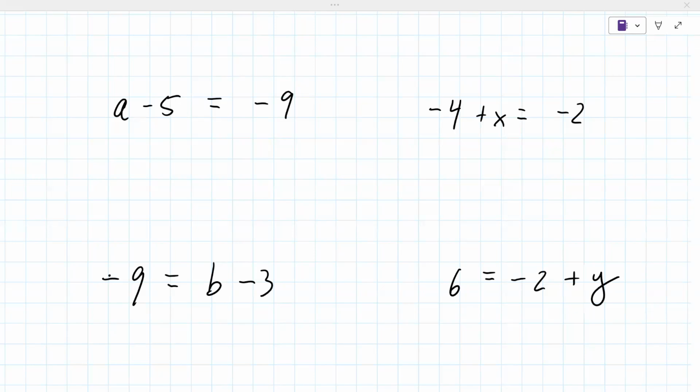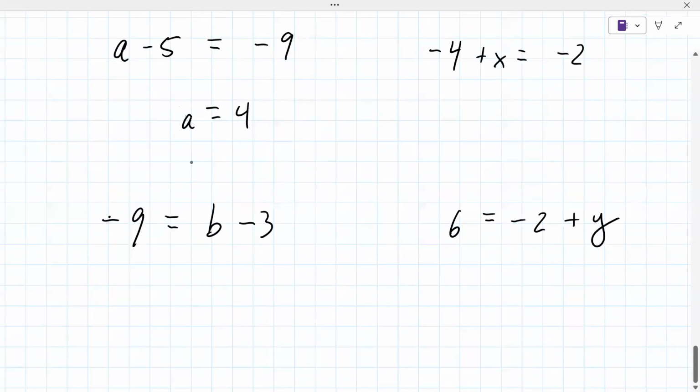I got my answers. All right, go ahead. For the top left corner, I got 4. I'm not going to write anything down because that is not the right way to present your answer. Oh, A equals 4. Okay, keep going. B equals -6. Okay. X equals -2. Okay.